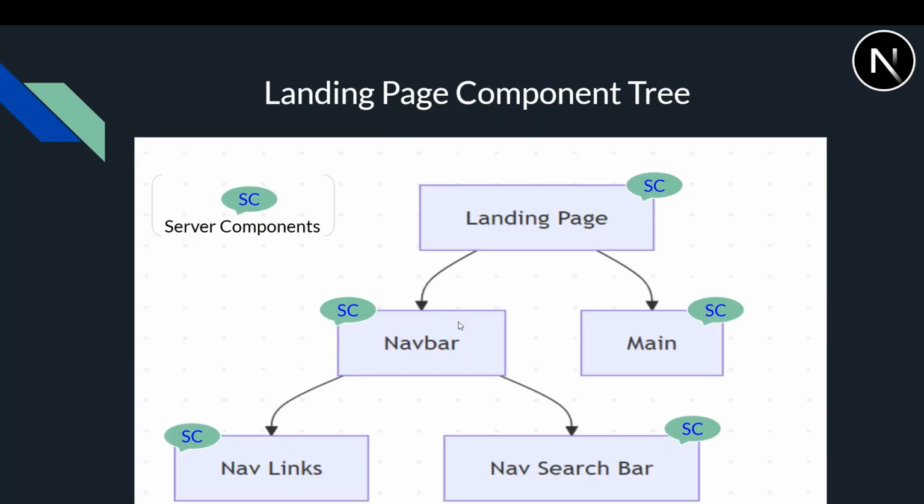Here you can see I have created a landing component tree, where the landing page, which is the index page inside the landing page folder, has the navbar on top. Inside the navbar we have the navlinks, and then we have the nav search bar. You can also see the SC label, which denotes that each component is a server component. From the landing page to the navbar, and then to the navlinks and nav search bar, all are server components. So let's move on to Visual Studio Code.